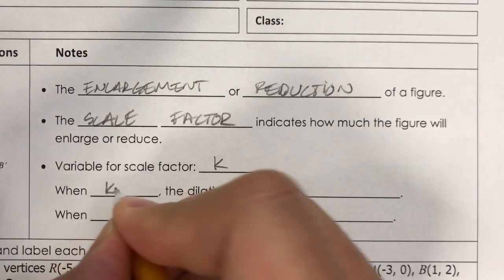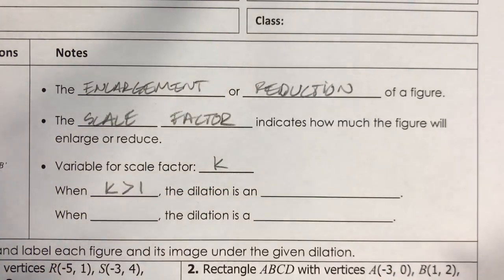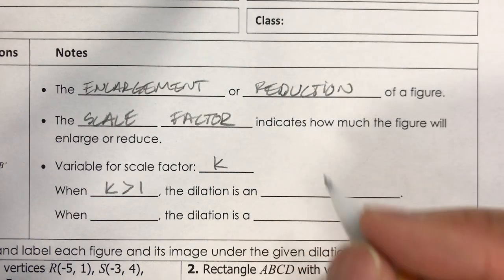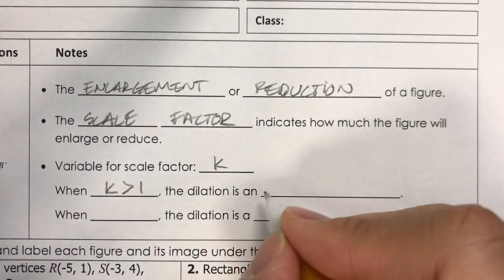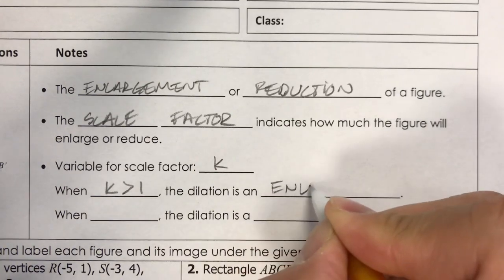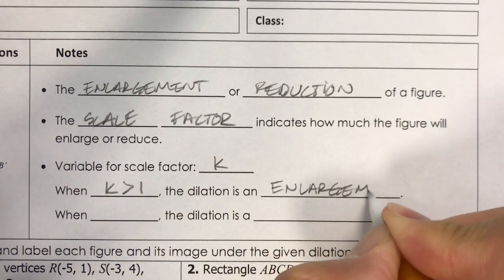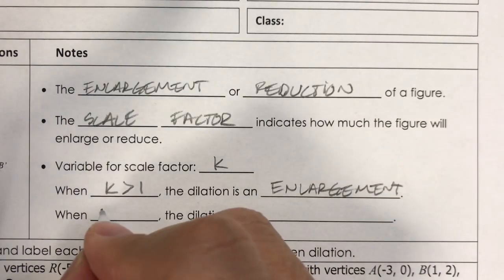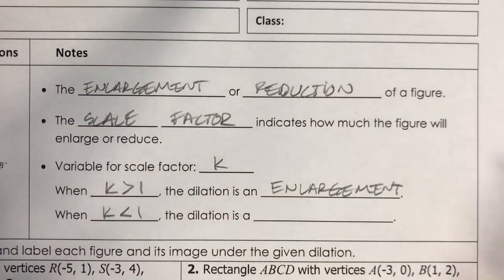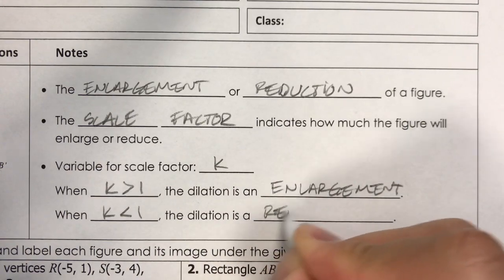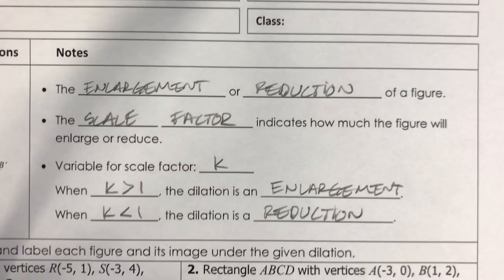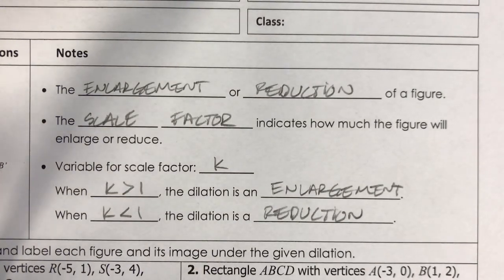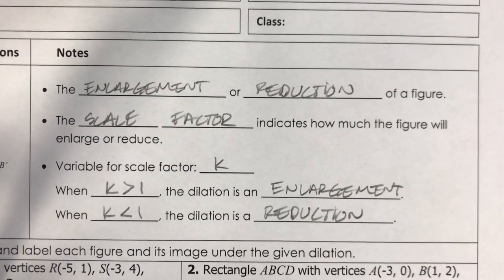If k is greater than 1, the dilation is an enlargement. When k is less than 1, the dilation is a reduction. So you have to pay attention to what k is. Usually if it's less than 1, they give it to us as a fraction. All right, so let's look at some examples.